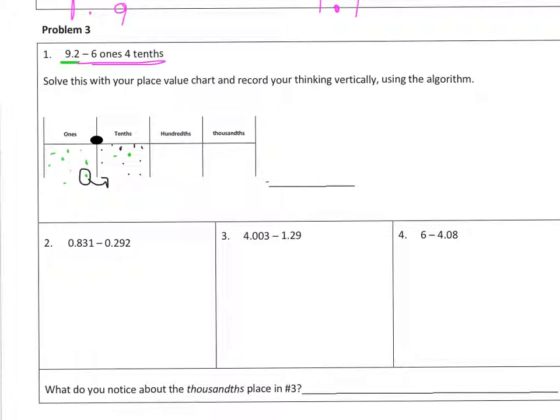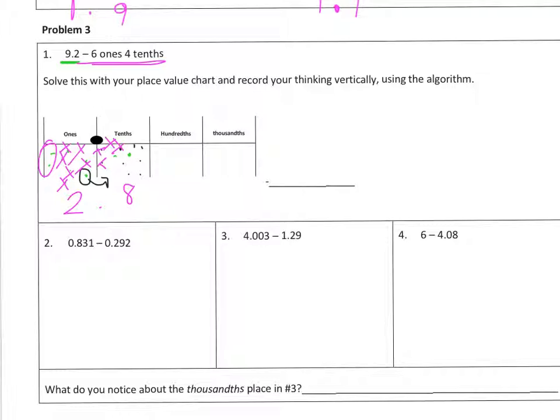So now I'm subtracting 4. 1, 2, 3, 4. So I had 12, now I'm going to have 8 left. And then from the ones, I'm subtracting 6. So I started with 9 ones, but then I gave one of them to the tenths. So I have 8 ones, and now I'm getting rid of another 6. 1, 2, 3, 4, 5, 6. Which leaves me with 2. So 2 ones and 8 tenths.